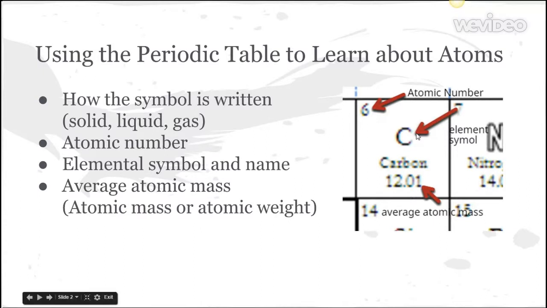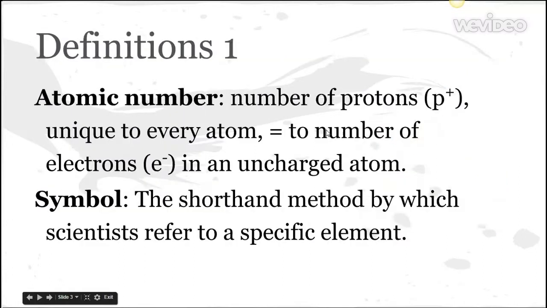So the symbol, then we can get the element's name, and then the average atomic mass or the atomic weight. Also, just the atomic mass is sometimes used. So that's all straight off the periodic table, in this tiny little square, information we can learn about atoms. The atomic number tells us the number of protons, and this is what identifies the atom. Every atom has a unique number of protons. In a neutral atom, the number of protons is equal to the number of electrons.